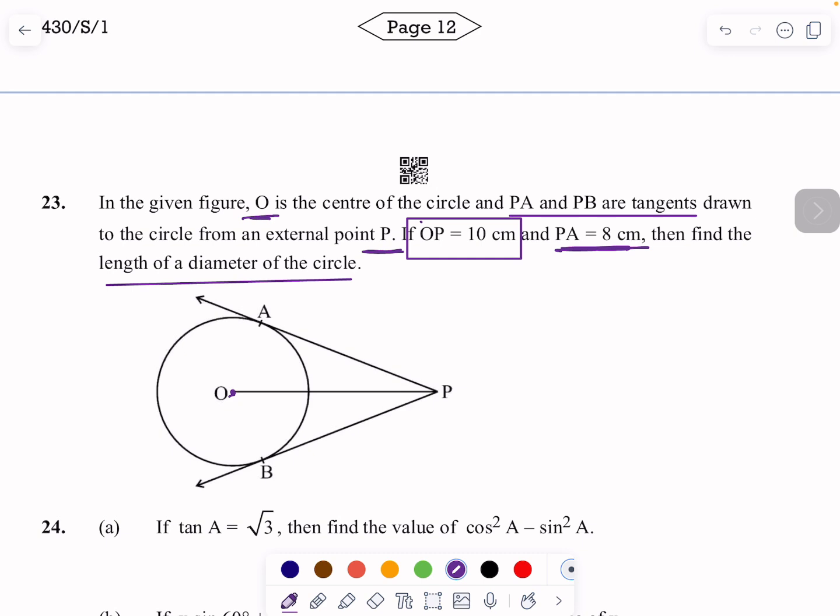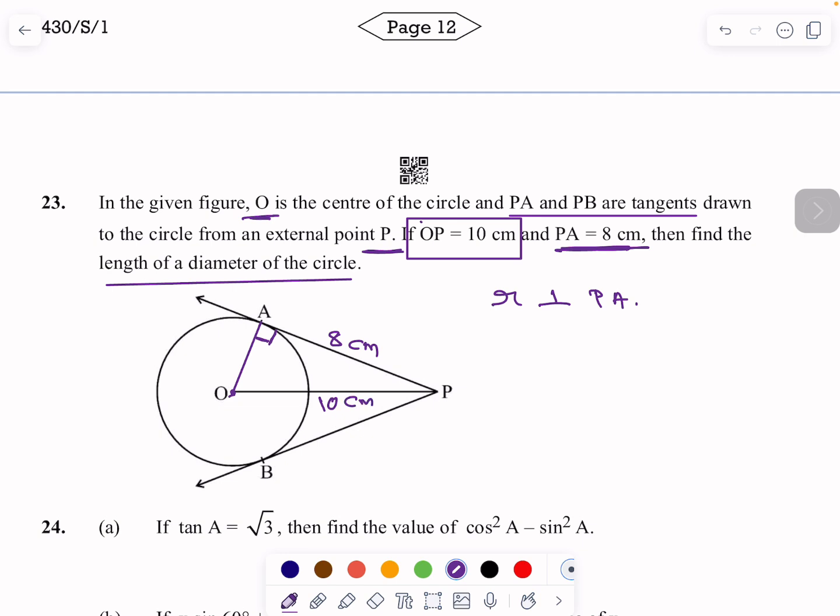First you find the radius. You join this side. OA is the radius, right? The line drawn from the center to the point of contact of the tangent is always perpendicular, meaning the radius is perpendicular to the tangent PA. So what is the value of PA given here? PA is given as 8 centimeter and OP is also given.